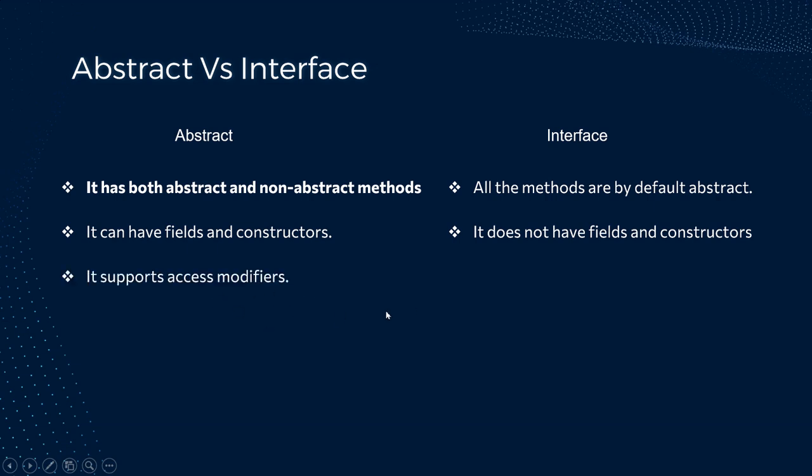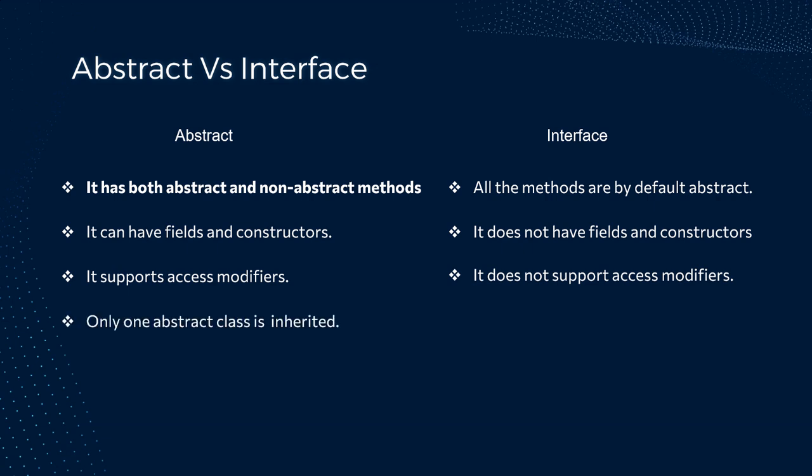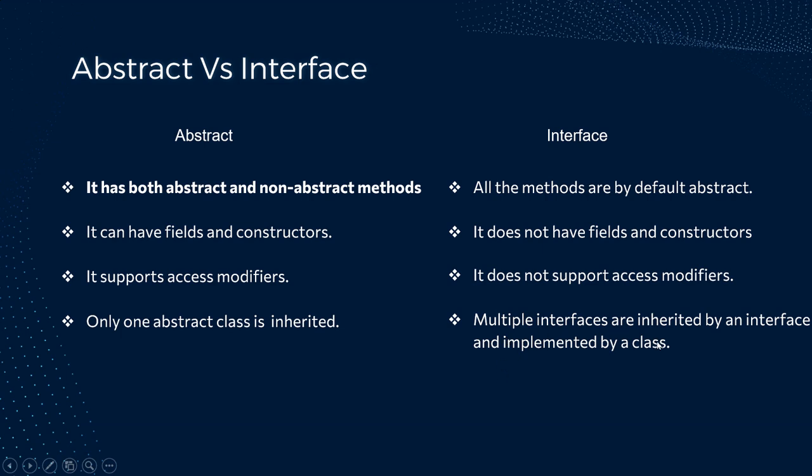An abstract class supports access modifiers, but an interface does not support access modifiers. So all the members are by default public here, and you don't need to provide any access modifier in an interface. But in case of an abstract class, you can mark the fields, properties or data members as and when needed, like private, public, or protected, whatever you want. Only one abstract class can be inherited, but in case of interfaces, we can inherit multiple interfaces in an interface, or we can implement multiple interfaces in a class. So this is the basic difference between an abstract class and an interface.